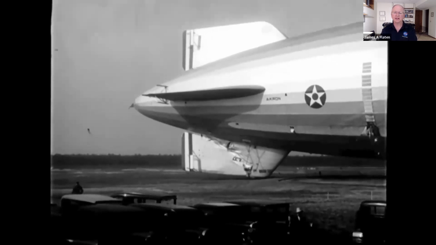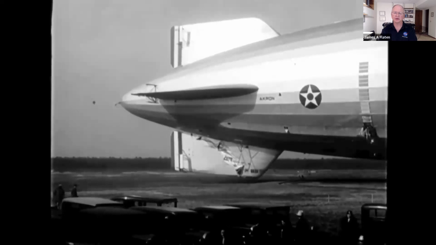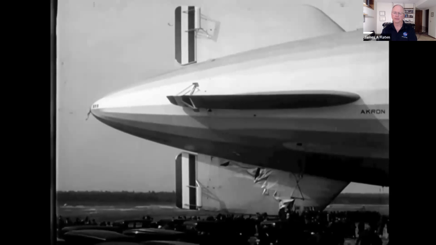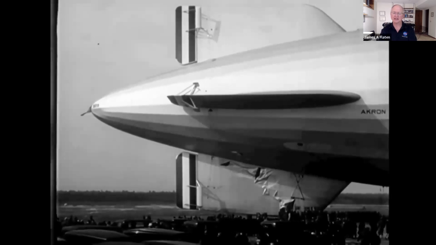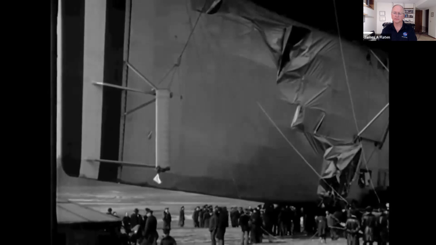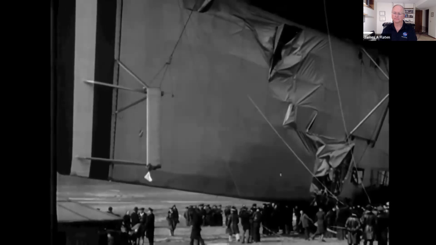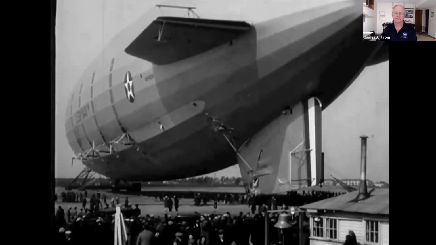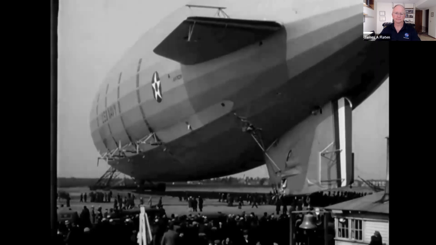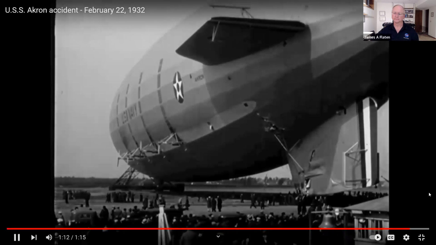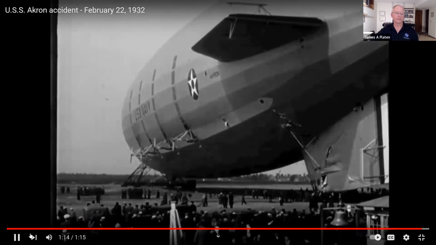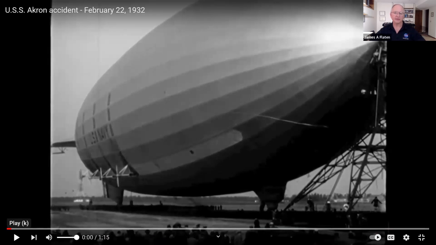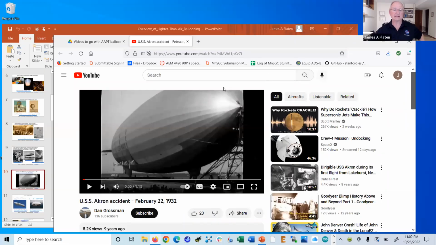And now when people get close to it, look at how huge this vehicle is when people are standing next to that tail fin. In fact, there are people inside the fin. That's one of their control cars. So just a massive vehicle, basically the biggest things that have ever flown.